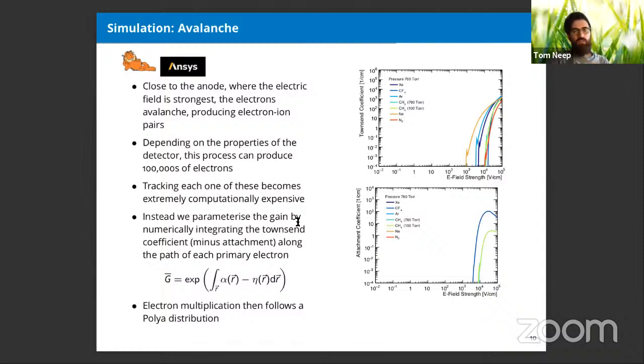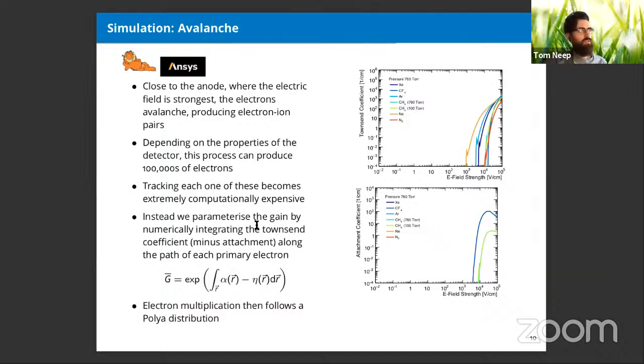Once we reach the central region of the detector, that's when the avalanche starts. This is where the electrons produce many electron-ion pairs. Depending on exactly the properties of the detector, this process can produce several tens of thousands or even hundreds of thousands of electron-ion pairs. If we were to track each individual electron-ion pair that was produced, this would become extremely computationally expensive. For a single event, we'd have to track perhaps millions of individual electrons. So we don't do that. We use a bit of a trick.